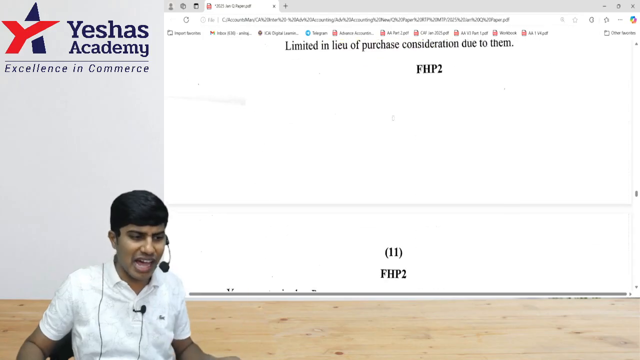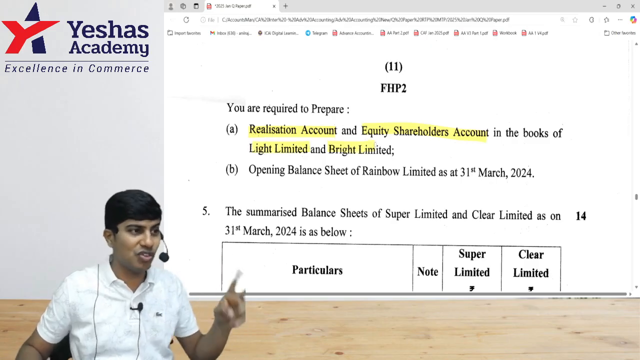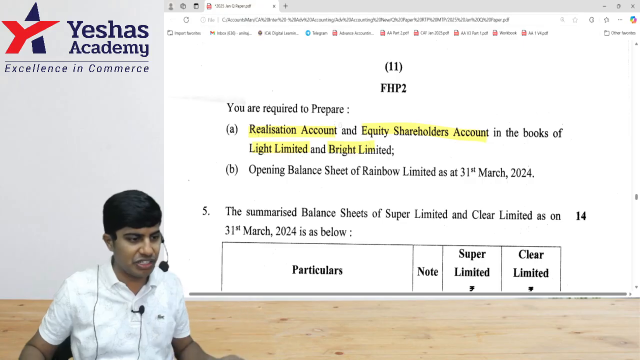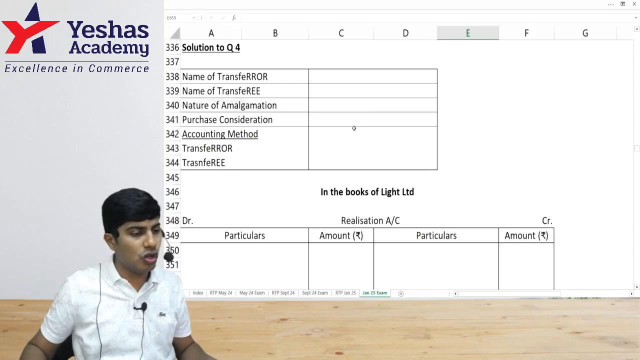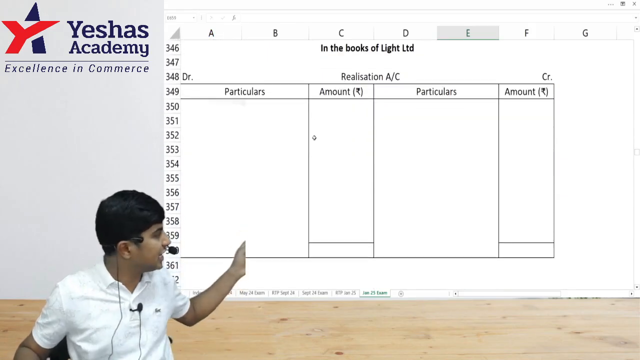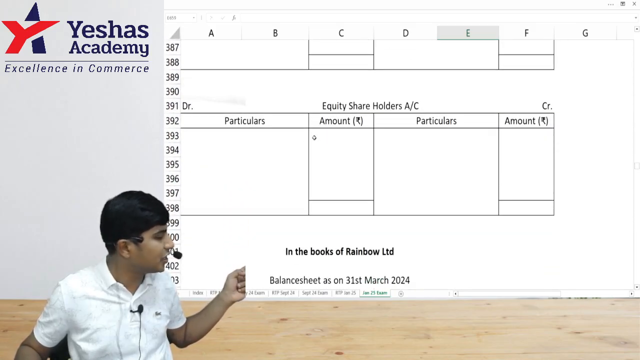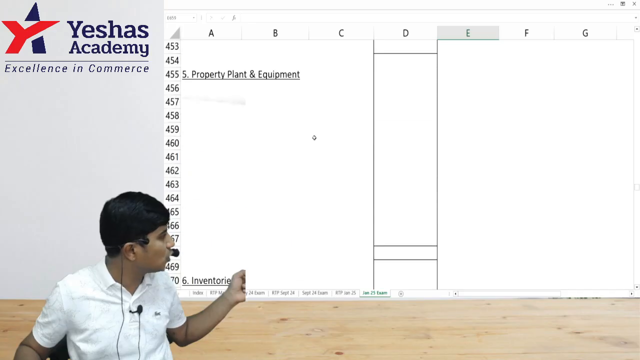What do they want? Read the last line, and you'll understand their requirement. Realization account and equity shareholders account in the books of both Light and Bright, both transferors, and an opening balance sheet in the books of Rainbow. So we should prepare realization and equity shareholders accounts in the books of Light, the same in the books of Bright, and then the balance sheet in the books of Rainbow with notes to accounts.